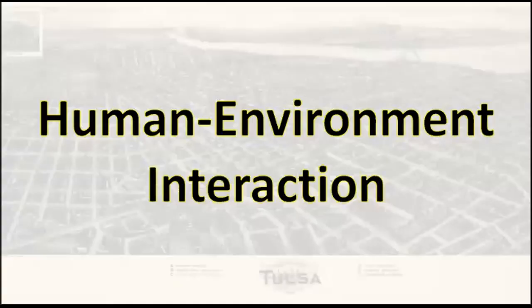So the next theme is human-environment interaction. A given place has distinct advantages and disadvantages to being habitable for humans. This theme describes how humans behave according to these advantages and disadvantages. So what do you think are some possible advantages or disadvantages of a particular place? Type your answer in the chat.